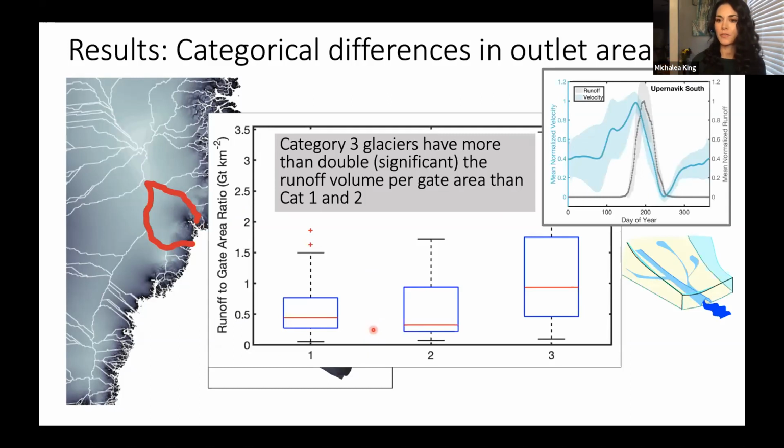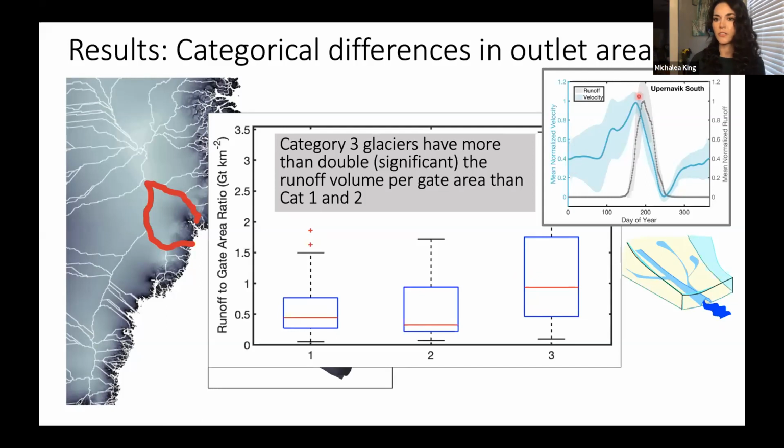And so if we compute this for all the glaciers and bin them into our different categories, we find that there's actually a significant difference between Category 3 glaciers and the other 2, Category 1 and 2, where Category 3 glaciers have over double the volume of runoff that would hypothetically pass through that outlet gate, so per outlet gate area, than Category 1 and 2. So you can almost think of it like twice the flux of water that has to exit that catchment.